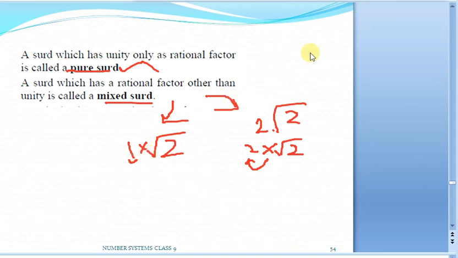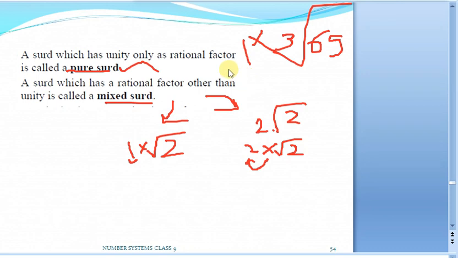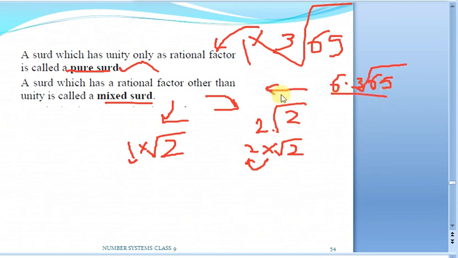Let me take one more example. Suppose I write cube root of 65, is it a pure surd or a mixed surd? For sure there is nothing outside, so it is 1 into cube root of 65. It is going to be a pure surd. Suppose I say 6 into cube root of 65. It is being multiplied by a factor other than 1, so it is going to be a mixed surd. So surds for which 1 is the only rational factor are pure surds, and surds for which there is a rational factor other than 1 we call mixed surds, as in this case.